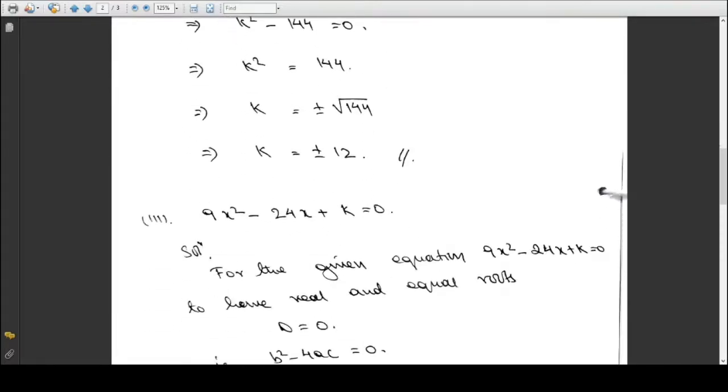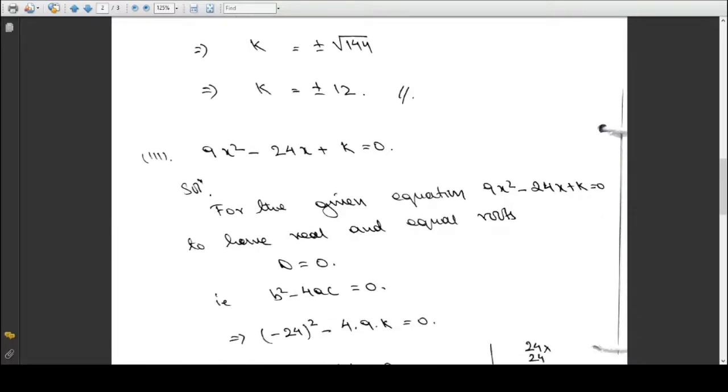Now number 3. For the given equation to have real and equal roots, again the discriminant should be 0. That is, b square minus 4ac should be 0. And what are a, b, c here? a is 9, b is minus 24, and c is k. That is, minus 24 square minus 4 times 9 times k equals 0.